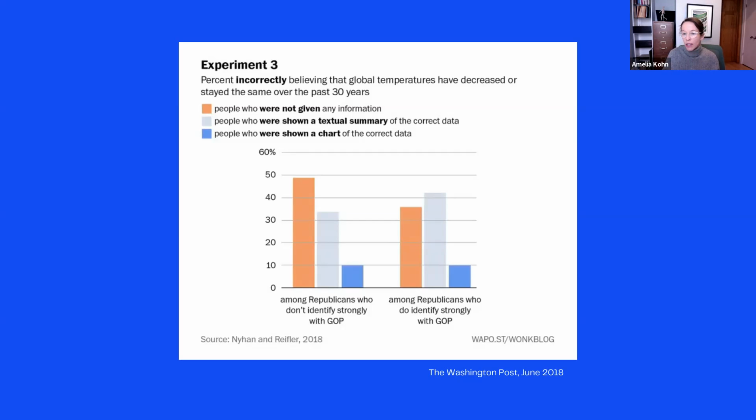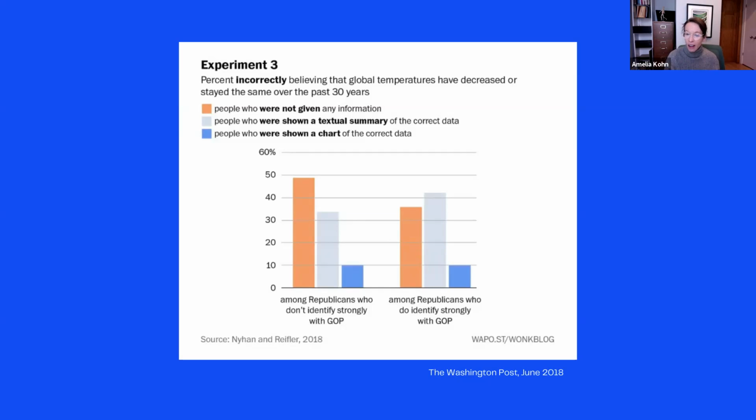Another group, represented by the gray bars, got a textual summary of the scientific consensus on global temperatures. And then the third group, represented by the blue bars, got a chart showing temperature change since 1940 as measured by 4 climate institutions. And as you can see, the people who saw the chart were the least likely to draw the wrong conclusion about global temperature change.